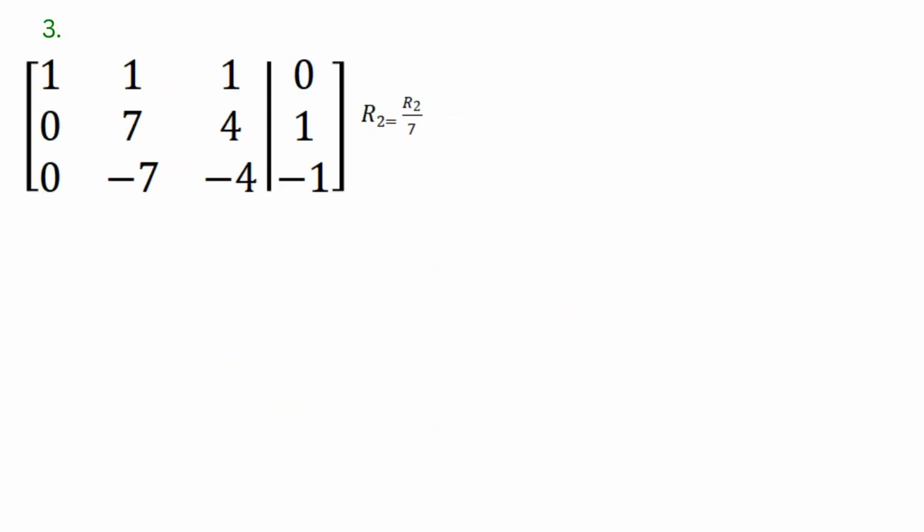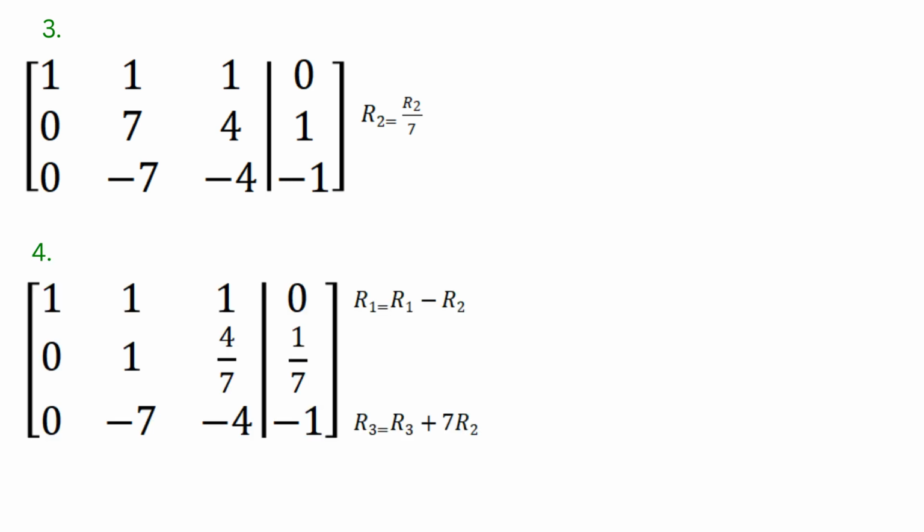For column 1, 1, 0, and 0. Column 2, 1, 7, negative 7. Column 3, 1, 4, negative 4. And for the last column, 0, 1, and negative 1. Now to create a leading 1 in row 2, we divide row 2 by 7. By dividing it, the new row 2 is 0, 1, 4 over 7, and 1 over 7.